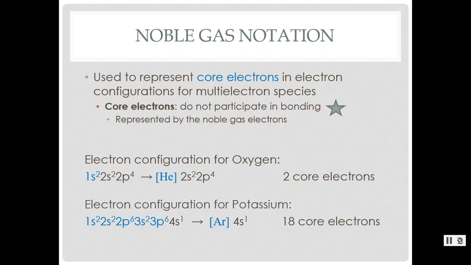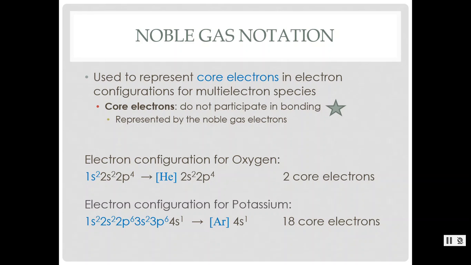So when writing electron configurations for atoms, you could guess, particularly when we got to the iron example, that when you start adding electrons to atoms, your electron configuration can get pretty lengthy. So that is one reason why chemists like to make use of this noble gas notation. It's sort of a shorthand method for writing electron configurations.